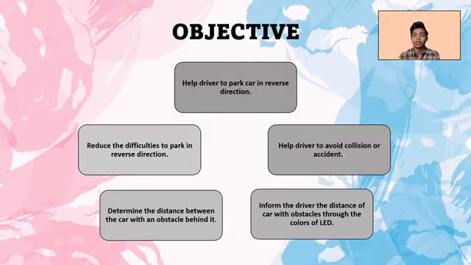The objective for our mini project is to help drivers to park their car in reverse direction. This can also help drivers to avoid collision. Our mini project aims to reduce the difficulties to park the vehicle in reverse direction. Next, our mini project also aims to make it easier for drivers to determine the distance between the car and an obstacle behind it through the colors of LED, which are green, yellow and red. That's all from me.